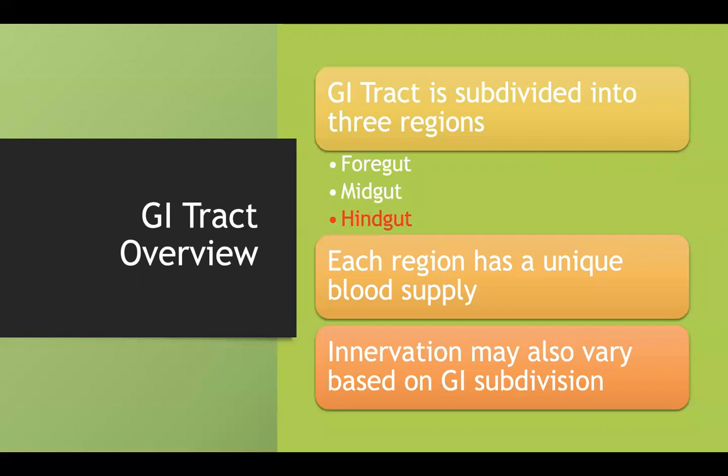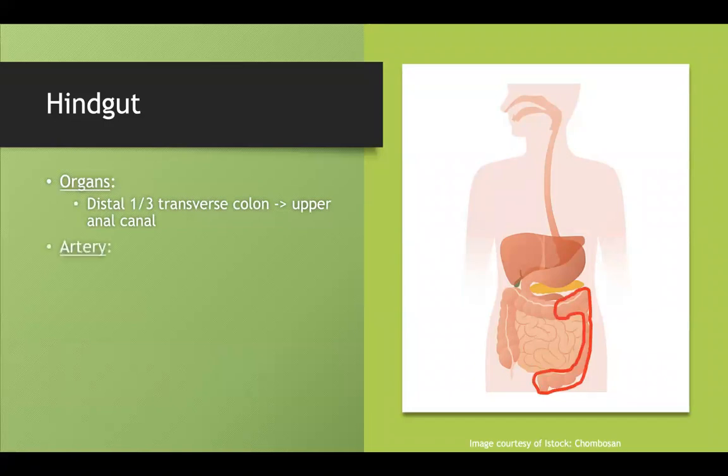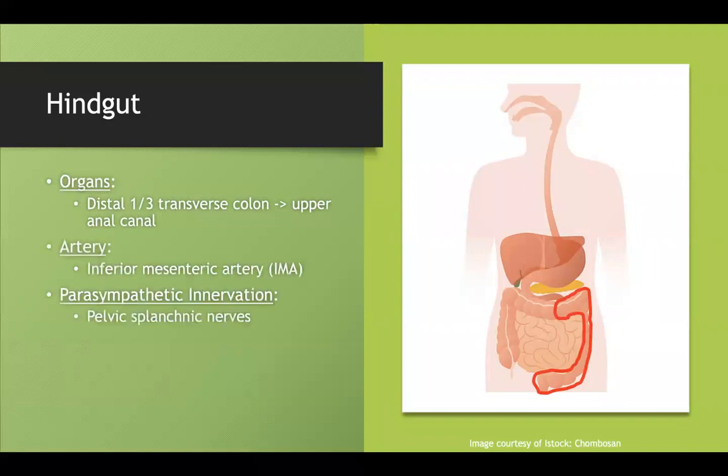Our last region, the hindgut, travels from the distal 1/3 of the transverse colon to the upper anal canal, which is highlighted to your right. And this is supplied by the inferior mesenteric artery. And instead of the vagus nerve supplying innervation to this region, we have pelvic splanchnic nerves supplying the innervation.